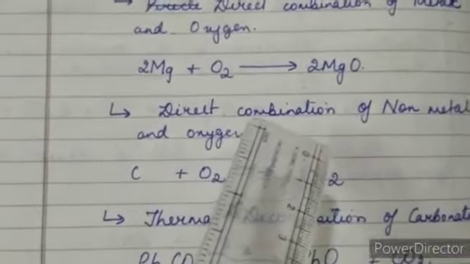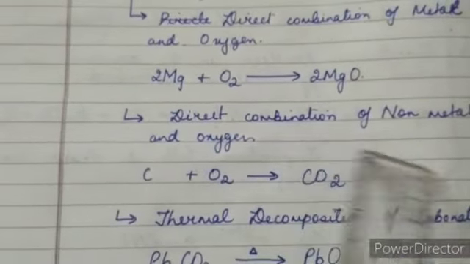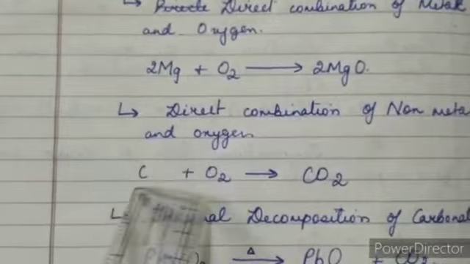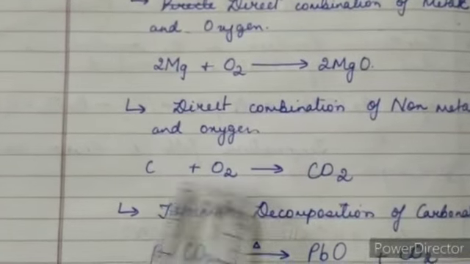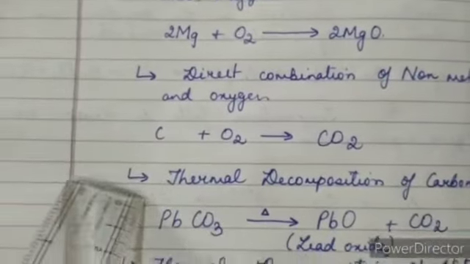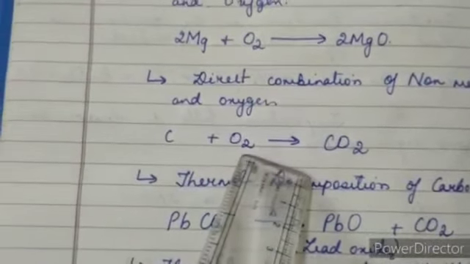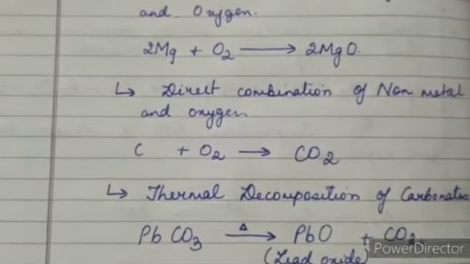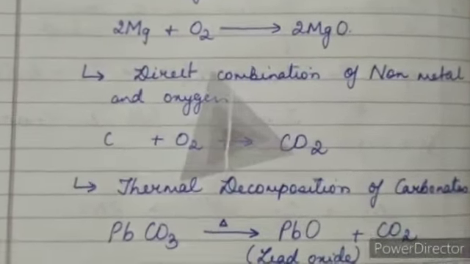The second method for preparation of non-metallic oxides would be direct combination with oxygen again. You can see that carbon, when treated with oxygen, or when carbon like charcoal, graphite or any carbon source is burnt in presence of oxygen, it produces carbon dioxide. This can also be seen in case of an adjoining video.